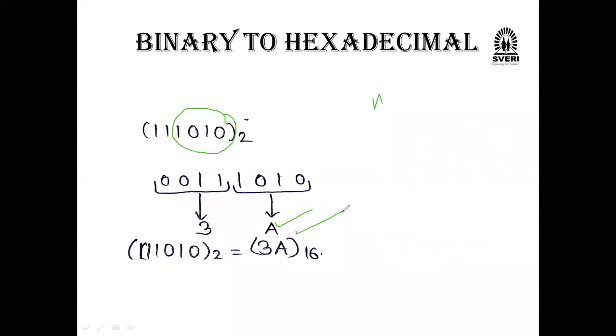So can you convert another one? I will tell you. You take this formula. Write down this: 1 1 0 0 1 0 1 1 0 1. You convert it into a hexadecimal number.